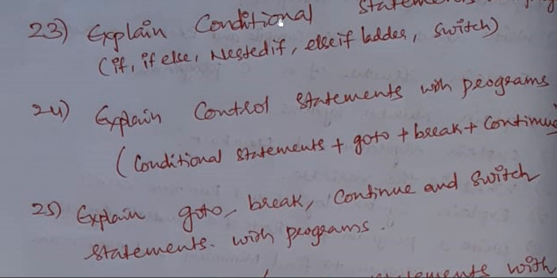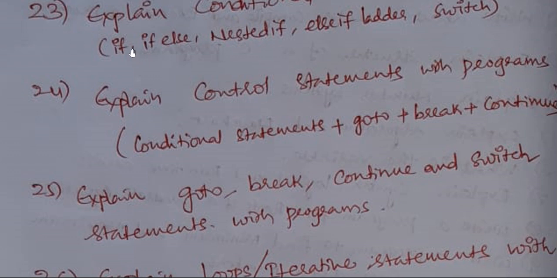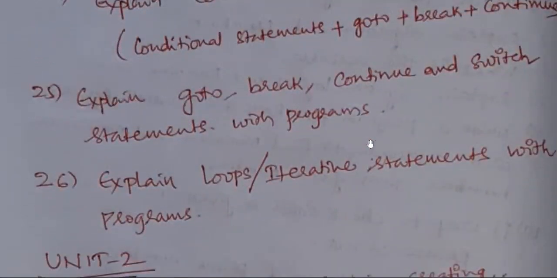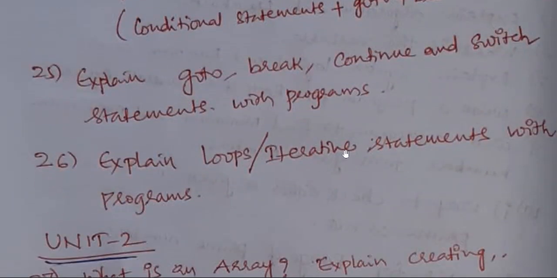Here control statements are these conditional statements plus go to, break and continue. If we add go to, continue and break to these, that is the control statements. Okay, next explain go to, break, continue and switch statements with programs. Okay, here if else, nested if, else if, switch are conditional statements. Okay, here go to, break, continue and these statements are total or control statements. Okay, next explain loops or iterative or repetitive statements with programs.